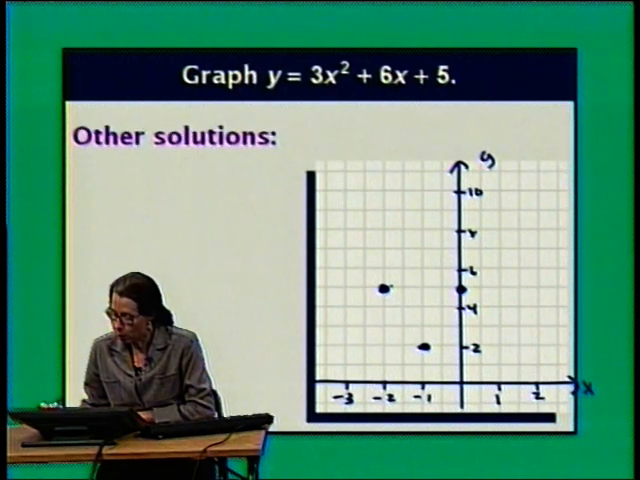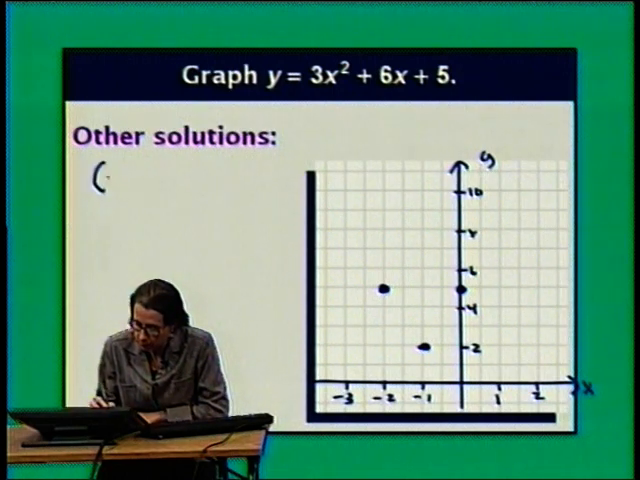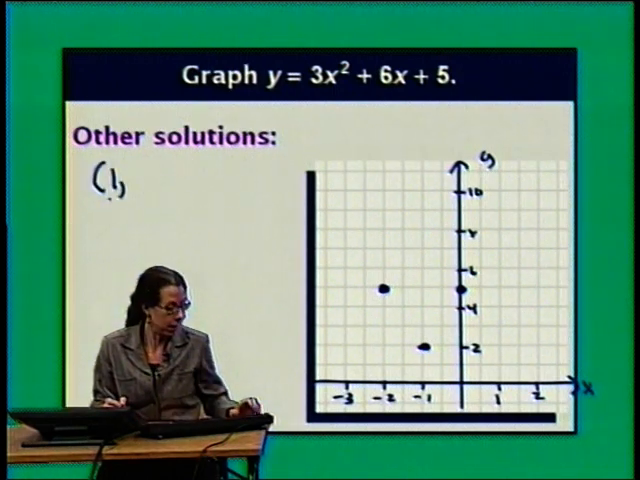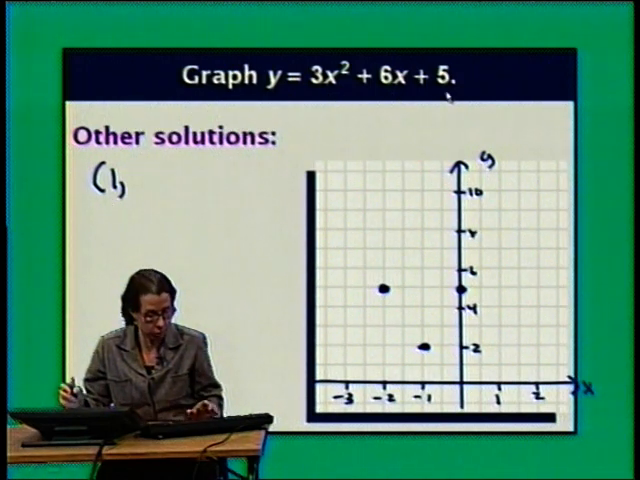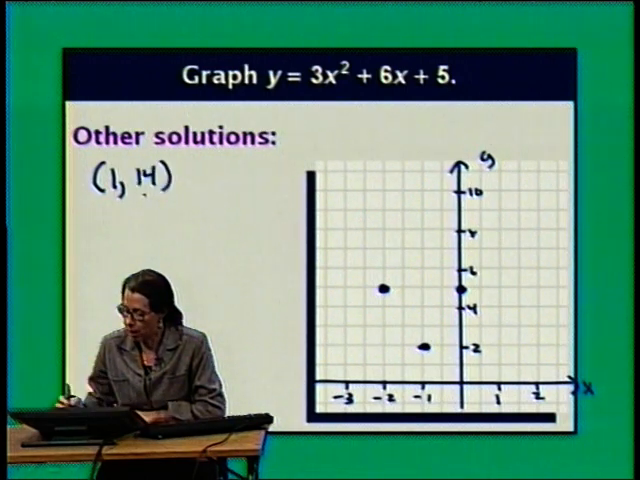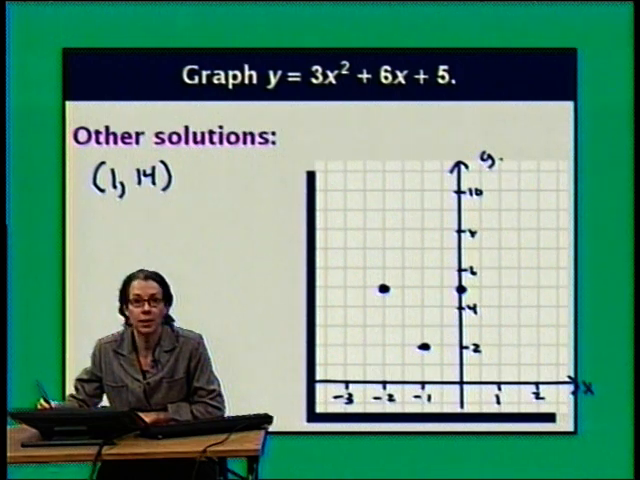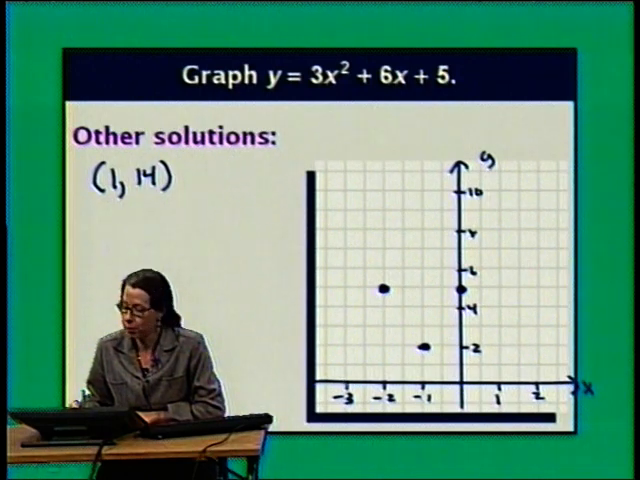So for example, what happens when x equals 1? Well, plugging this into my equation, I have 3 plus 6, that's 9, plus 5 is 14. So the point (1, 14) is on the graph. Well, (1, 14) is going to kind of go off the grid here. Same thing is going to be true at -3.